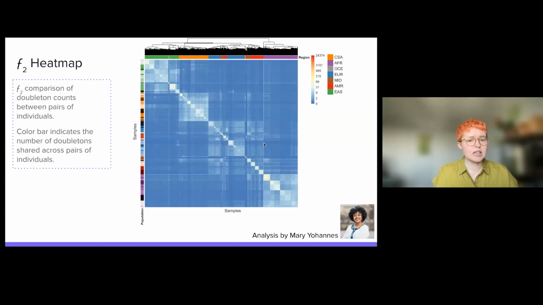And as you can see, most doubletons are shared among individuals within the same population and geographic region versus across populations and geographic regions. So you're seeing an African population here that is clustering, an African geographical region here that is clustering within an African population. And you're not seeing much mix in between across those.